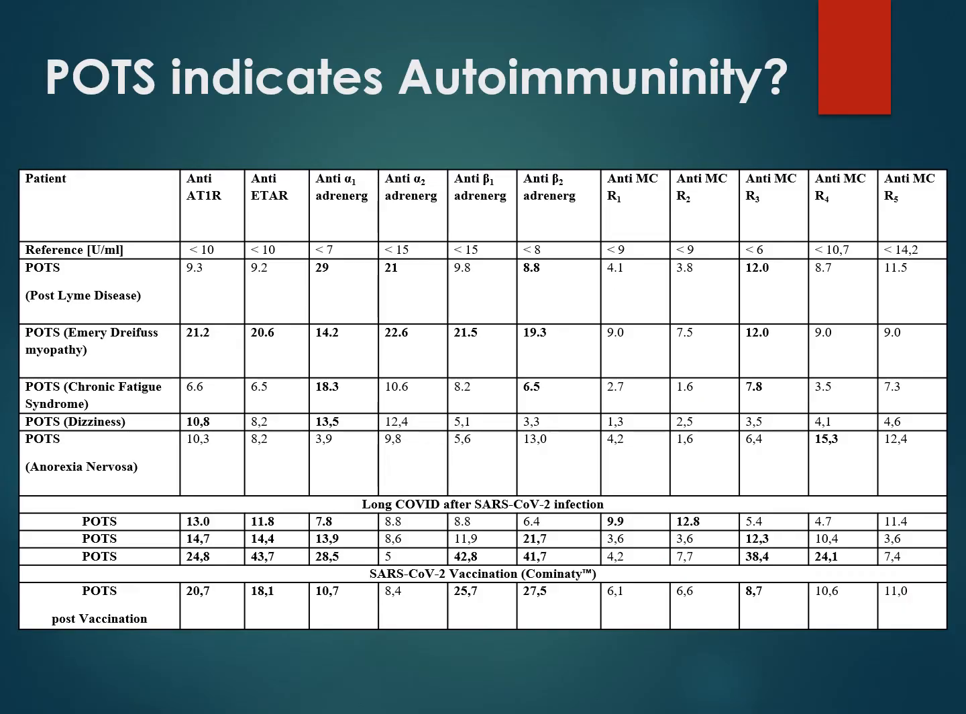These antibodies are not exclusively shown in patients after SARS-CoV-2 infection or vaccination. We have also found those antibodies in a girl with post-Lyme disease, a further girl with Emery-Dreifuss myopathy, and in further patients who had chronic fatigue syndrome or dizziness of, of course, unknown reasons.